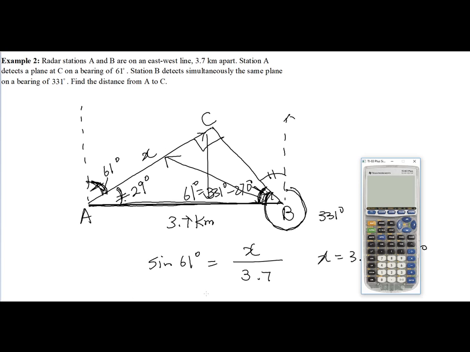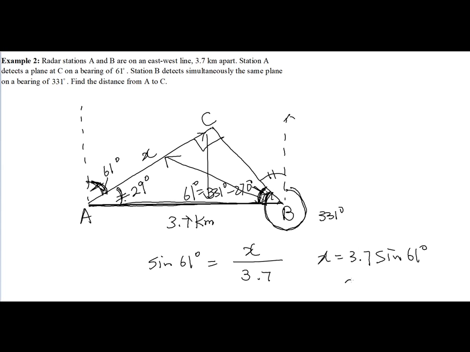So going to the calculator again, 3.7 times sine 61 degrees. So the distance is about 3.2 kilometers, and that's the distance AC.